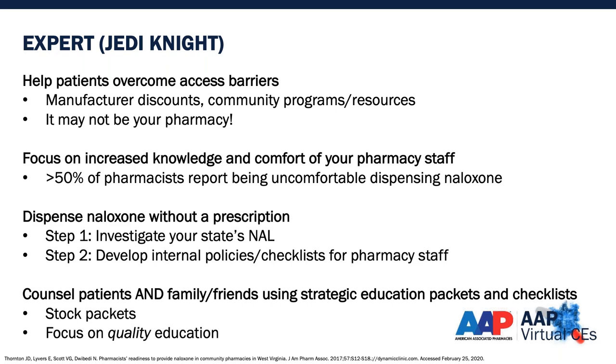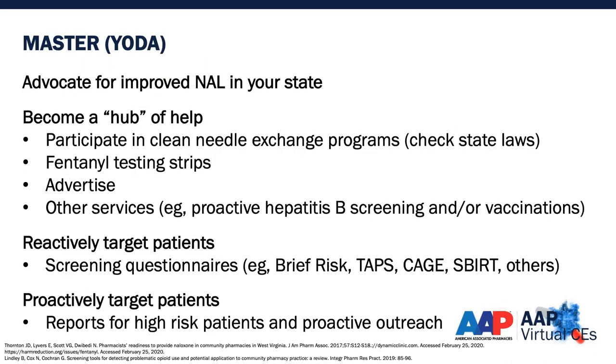And then finally, we move on to the master stage, or the Yoda stage, as I call it. At this point, start to advocate for improved naloxone access laws in your state. Okay. Remember, this is such an easy thing to advocate for. The story is there. We want improved access to naloxone. This is really about patients. And access is a documented issue, meaning that it is hard for patients to get access to naloxone. And there's evidence that increasing the access decreases opioid overdose deaths. So this is a really easy story to tell.